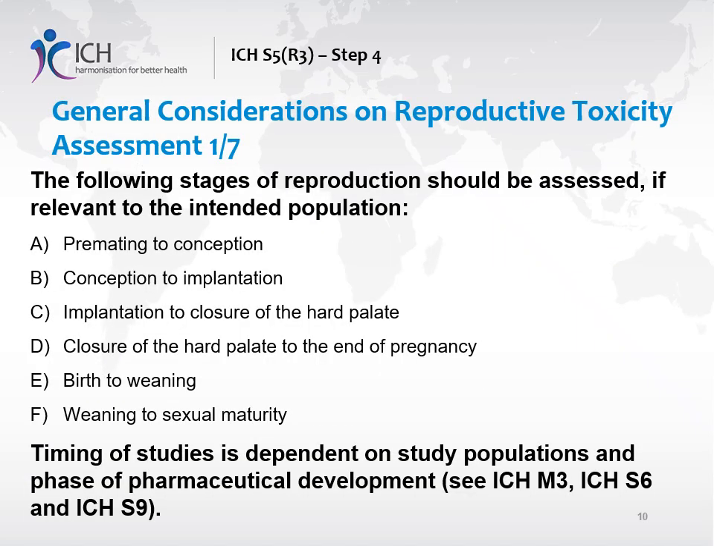The following stages of reproduction should be assessed, if relevant to the intended population: A. From premating to conception. B. From conception to implantation. C. From implantation to closure of the hard palate. D. From closure of the hard palate to the end of pregnancy. E. From birth to weaning. F. From weaning to sexual maturity. The timing of studies is dependent on study populations and phase of pharmaceutical development as outlined in the respective ICH guidelines.